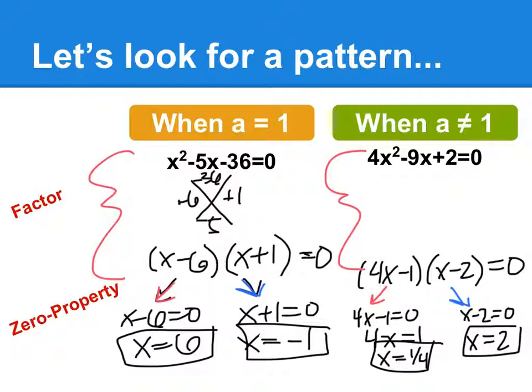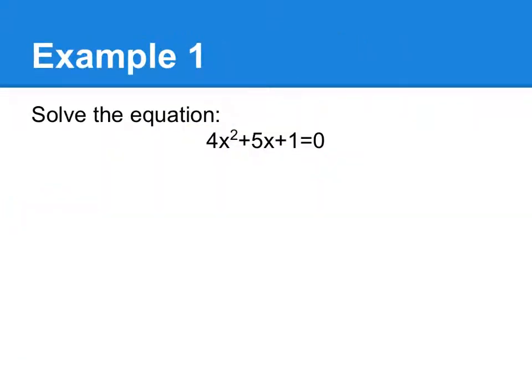So now let's look at some examples where I'm going to show a lot more detail. Alright, so here's our first example. Solve the equation 4x squared plus 5x plus 1 equals 0. Now, just like before, you want to set up your x. So, what goes on top? 4 times 1. Remember, the first times the last, it's going to be a 4. What goes on the bottom? The middle number. So 5.